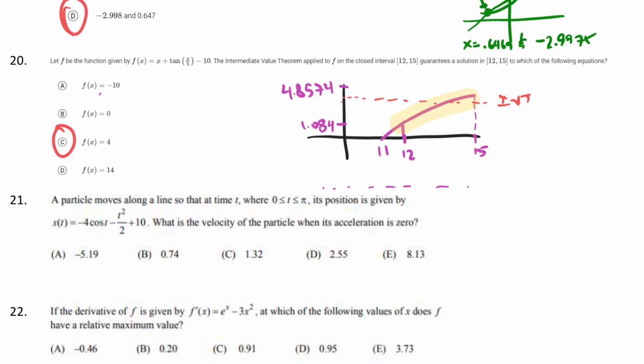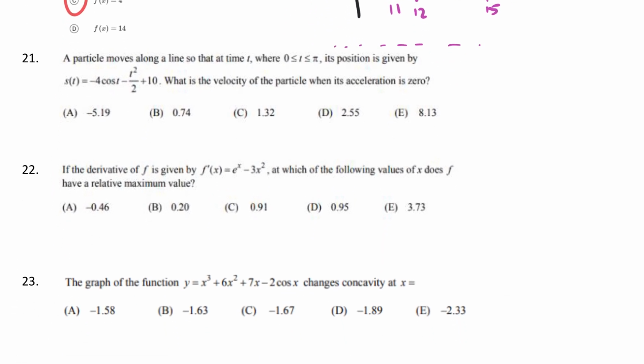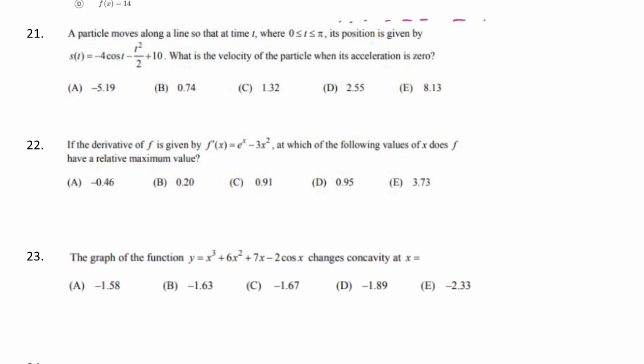This is number 21. Let's take a look here. A particle moves along a line where t is between 0 and pi, given by this position function. What is the velocity of the particle when its acceleration is 0? Okay, so I need a of t to be 0, and I want to know at what time that happens so I can find the velocity at that time.